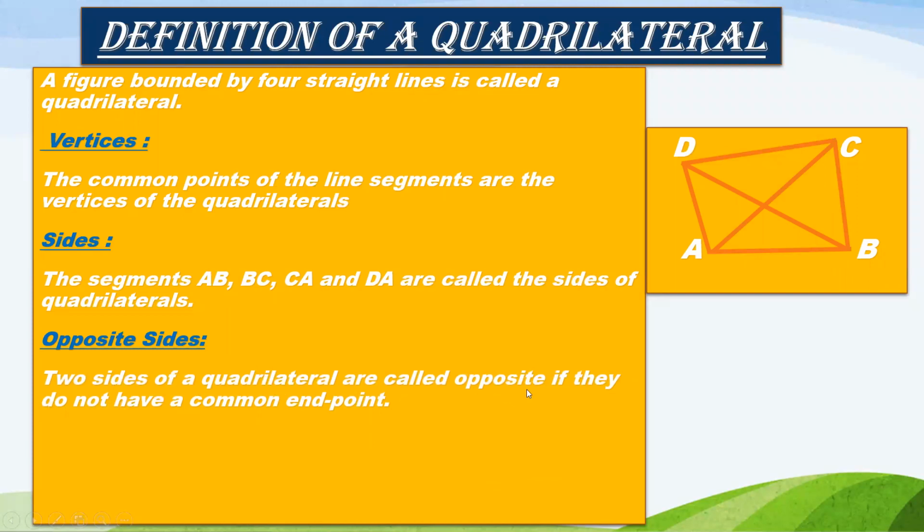Okay, so two sides of quadrilateral are called opposite if they do not have a common endpoint. When they don't have any common endpoint between them, they are called opposite sides.